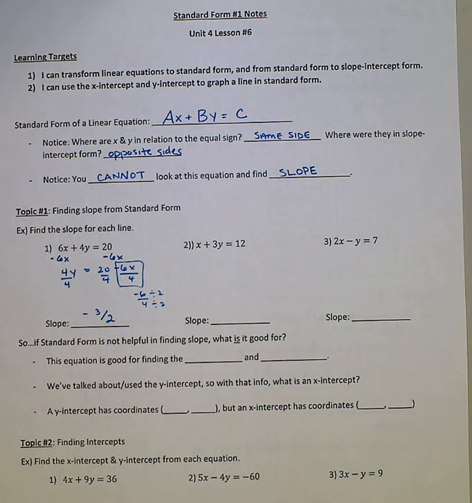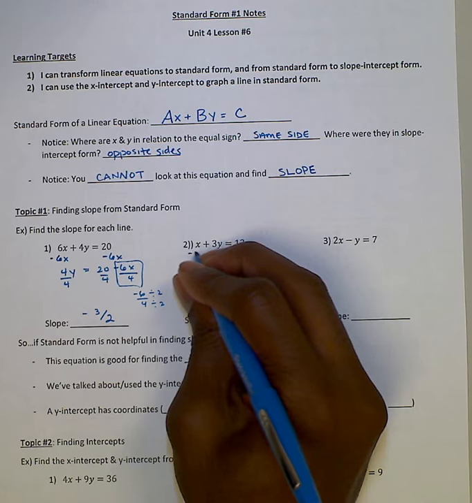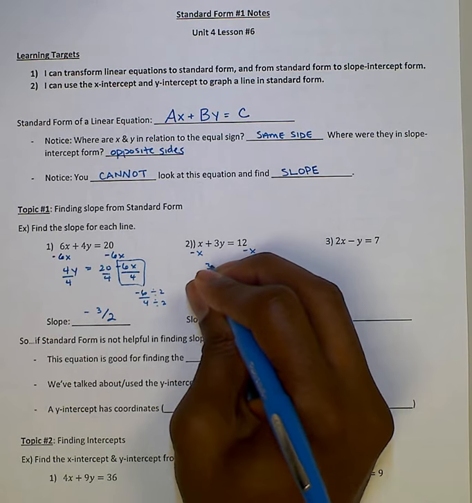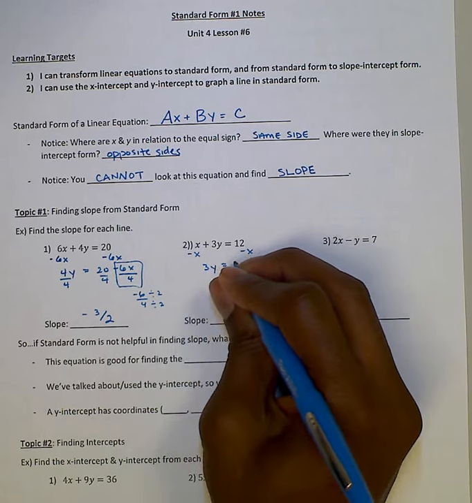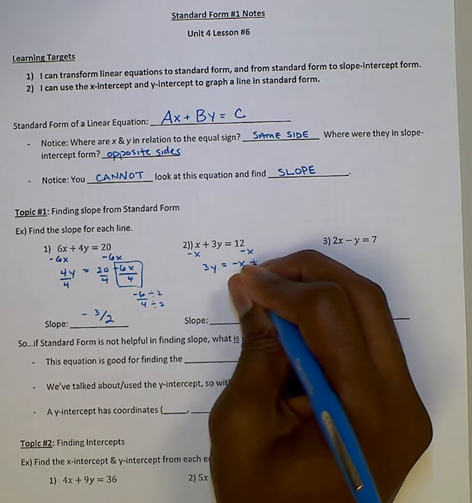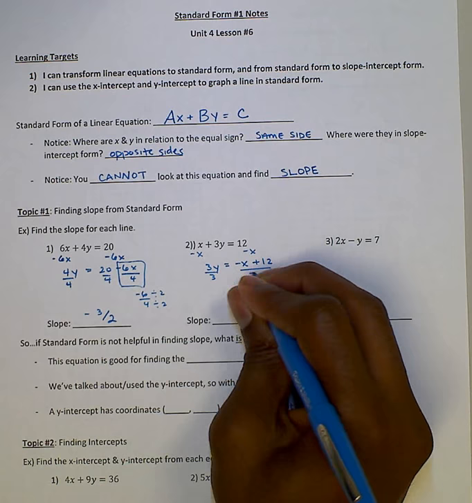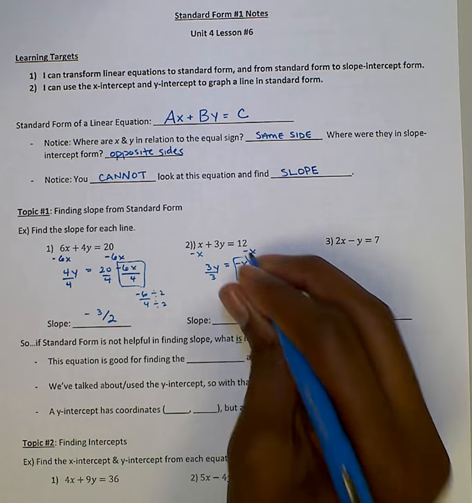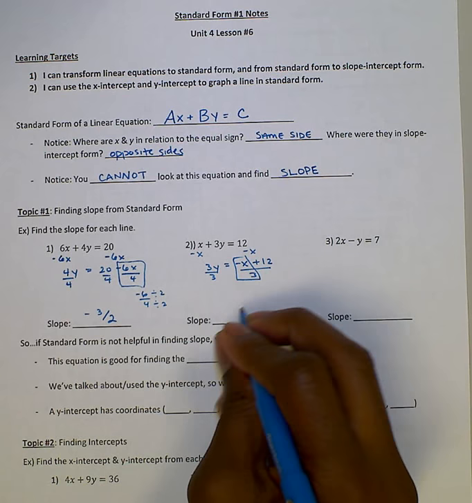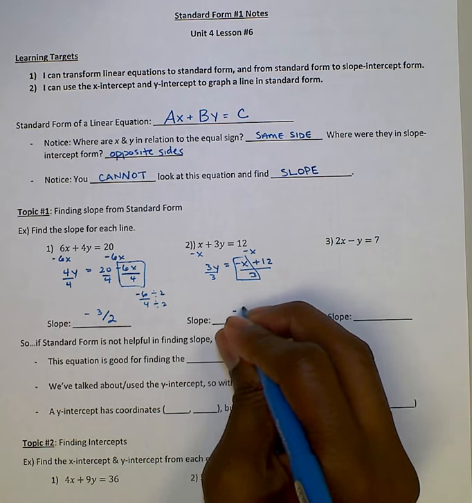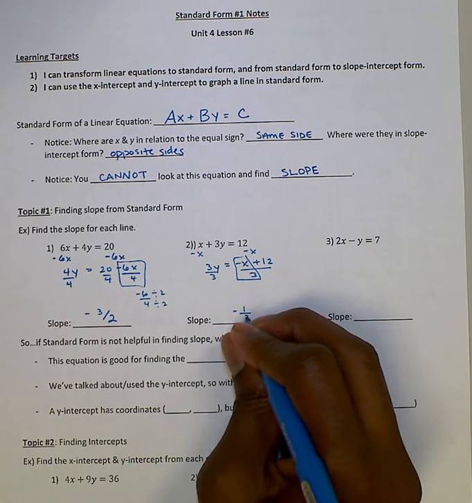Same thing here. Subtract x from both sides. 3y equals negative x plus 12. Divide by 3. And so focus here. That will give us negative 1/3 x.